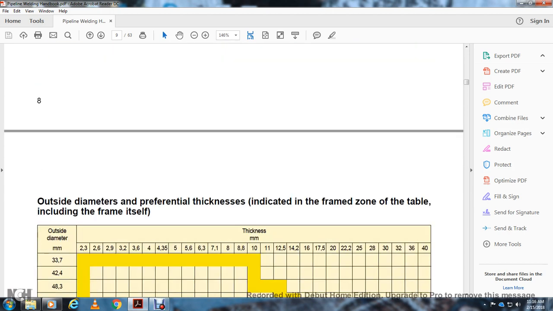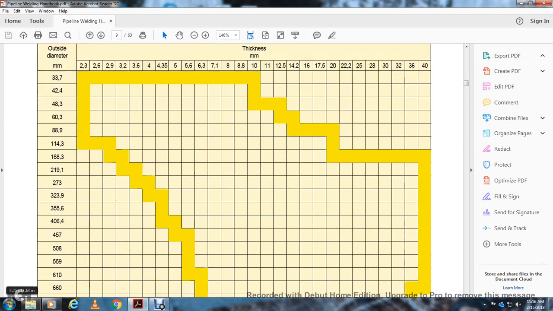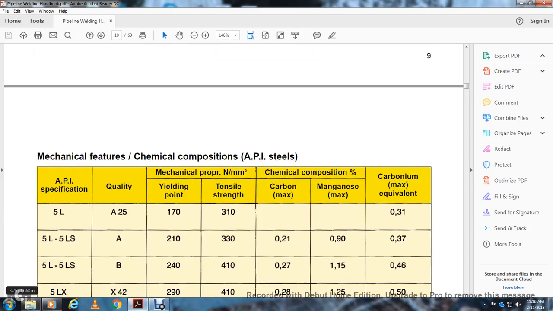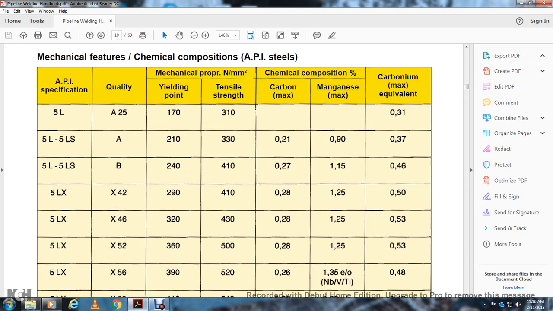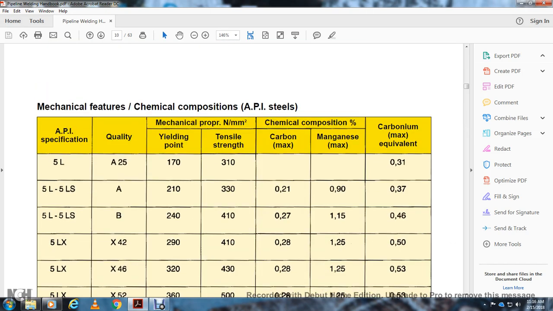Alright, your outside diameter and peripheral thickness are indicated with the frame zone of the table, including the frame itself. Your thickness in millimeters, outside diameter in millimeters, and your thickness ranging from 33.7 to 4240, and then it shows a grid. Most of it, this is all tables. Mechanical features, chemical composition, American Petroleum Institute standards, API specification, quality, mechanical operation, yield point, tensile strength, chemical composition, carbon, manganese maximum, carbon equivalent, 5L, 5LS, 5LX.